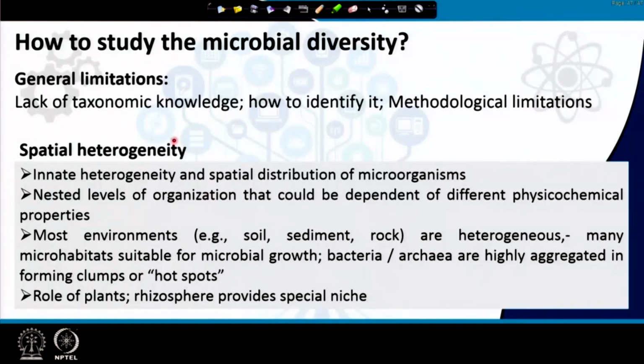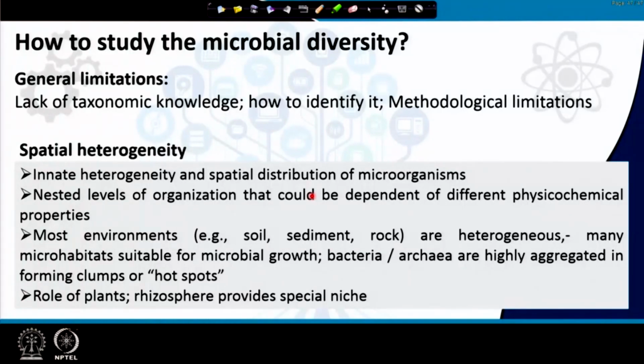And also there is a nested level of organization that could be dependent on different physicochemical properties. A small microhabitat having a set of organisms proliferating when the pH is low, but the same microenvironment will have different microorganisms, or the activity of the microorganisms will change as soon as the pH is altered. The product of this small microenvironment, the kind of metabolites produced, the kind of changes they bring into the iron and sulfur and other redox active elements, these also affect the activities of other organisms.